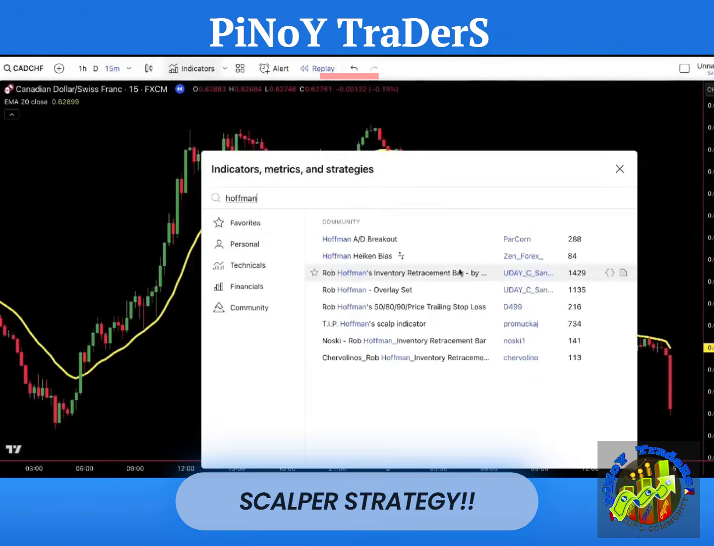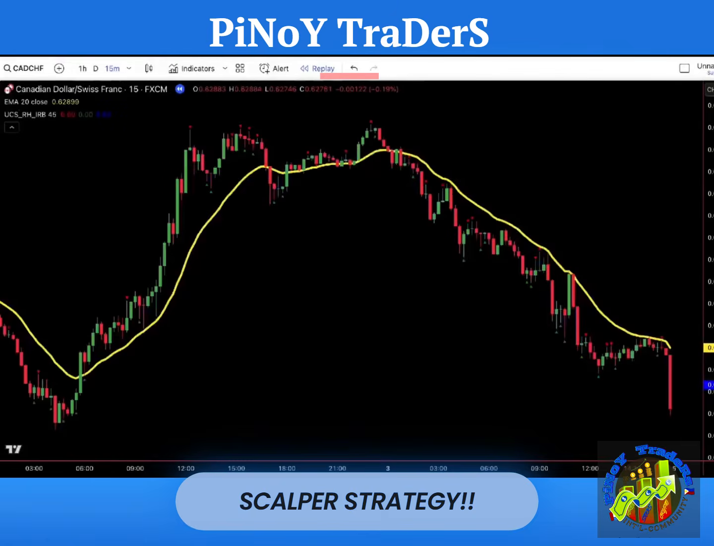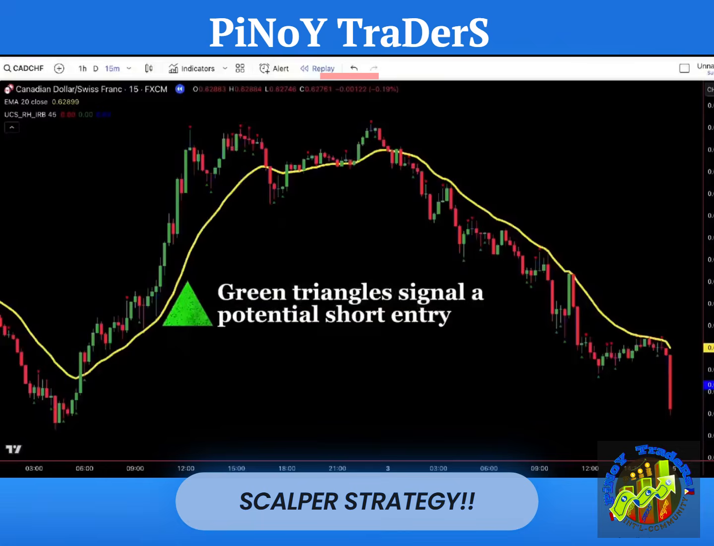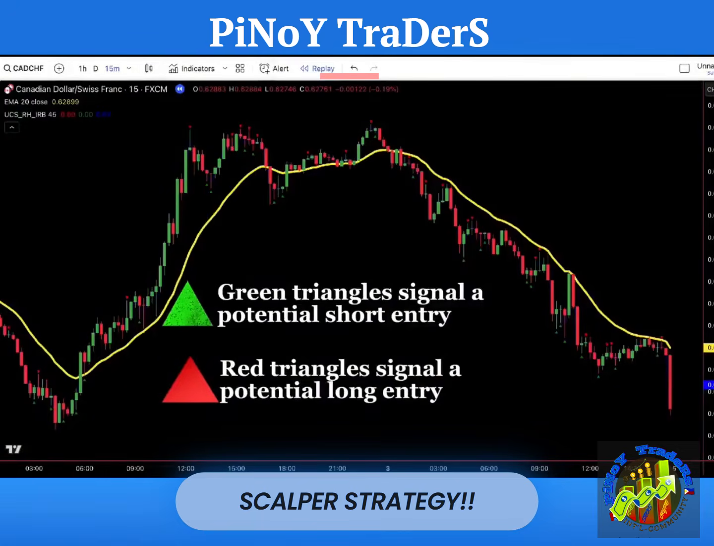Select the inventory retracement bar created by UDay. Once applied, you'll see green and red triangles on your chart. These triangles mark the inventory retracement candles for you. Green triangles signal a potential short entry. Red triangles signal a potential long entry.